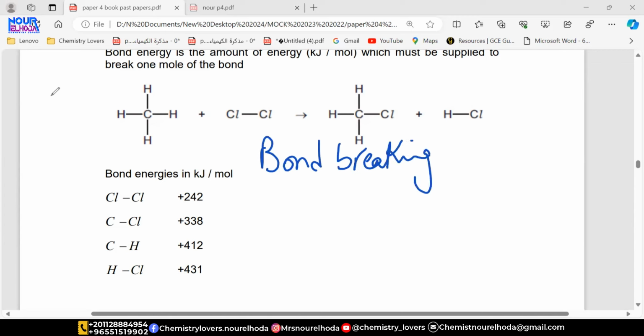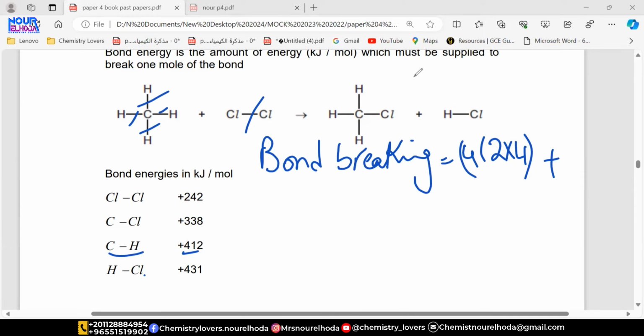So what should I do? I'm going to count 4 times 412. 4 times 431. Exactly. So 1, 2, 3, 4. Where is the CH? 412, so I will do 412 times 4, correct? Plus, please, when you do, one of the bonds cancels, because sometimes the students forget to do one of the bonds. Okay, how many CL needs how many electrons? 242.